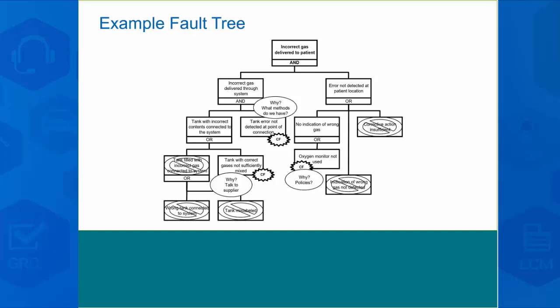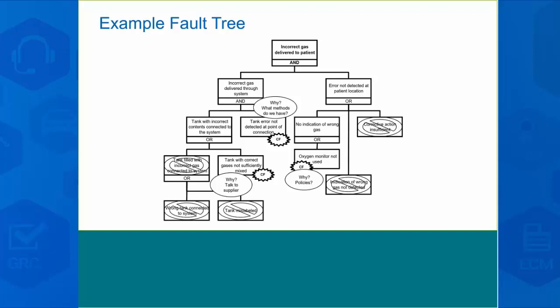And so it's just like a 5 whys. We ask the why questions, thinking about, is it an "or" where any one of the inputs can cause something to go wrong, or is it an "and" where I require two things? I do want to point out here on the right-hand side, we've got error not detected at the patient location. You can see that we brainstormed a number of different ideas there. No indication of wrong gas, indication of wrong gas not detected, and corrective action insufficient.